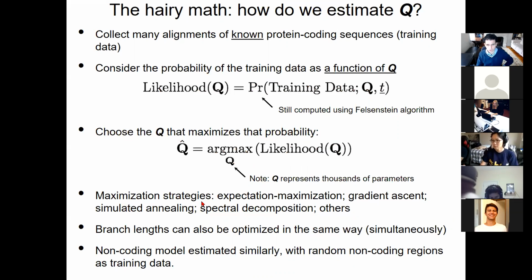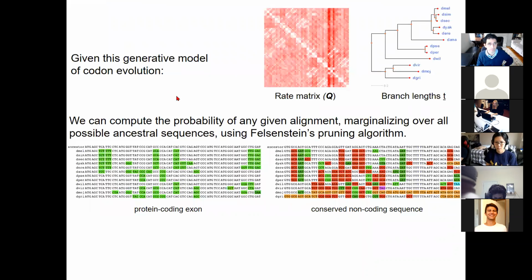So there's many maximization strategies you can use. You can use expectation maximization. You can use gradient descent, simulated annealing, spectral decomposition, and others. And the branch length can also be optimized in exactly the same way. Simultaneously, while optimizing the matrix, we're optimizing the branch length. And then we're also estimating the non-coding model similarly with random non-coding regions as training data. And given that the vast majority of non-coding regions are going to be truly non-coding rather than some missed genes, that gives us enough power to estimate.